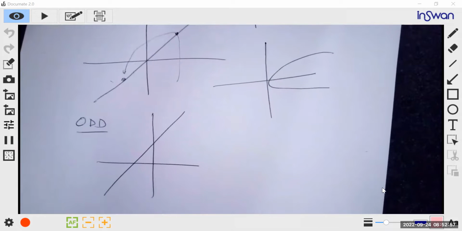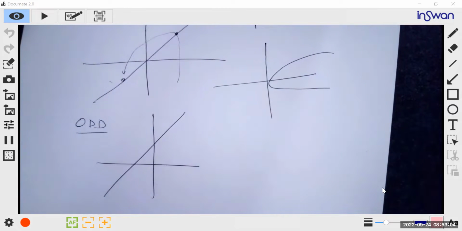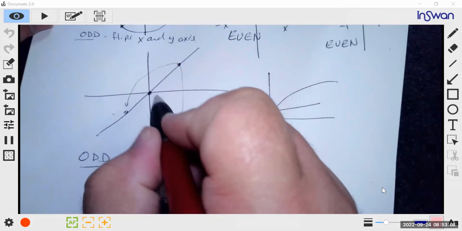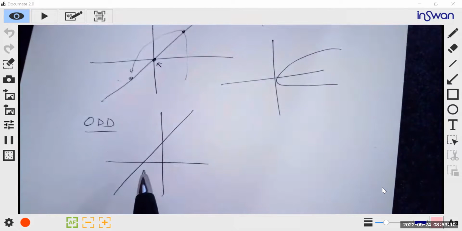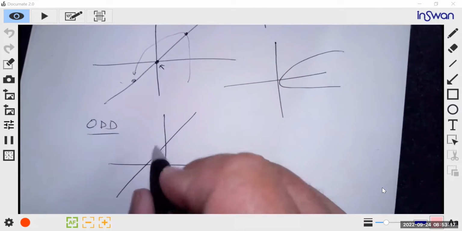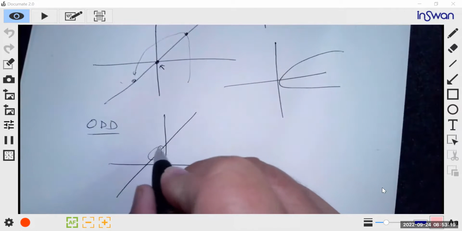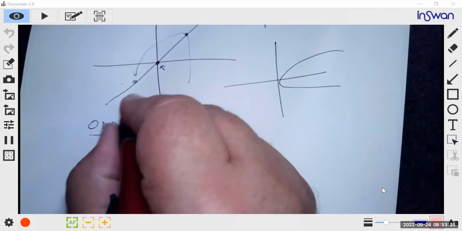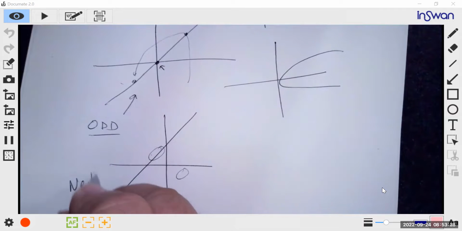Is that line symmetric? Yes. No. Oh. It's a trick question. Because this one goes through the origin. Right. Does this one? No. So it can't be symmetric about the origin. Because if it was symmetric about the origin, these points would have points over here. So this example is odd. This is neither.